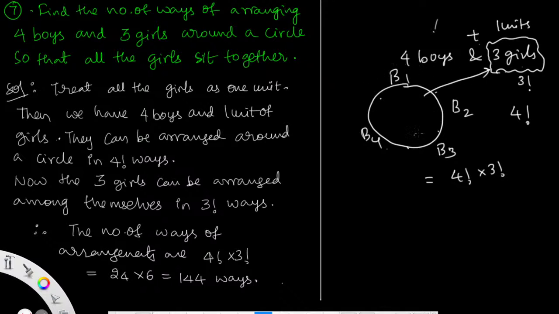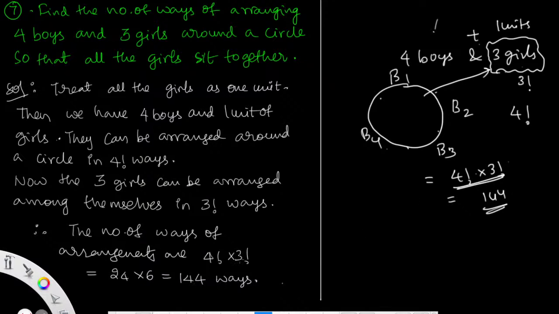5 things can be arranged in a circle in n minus 1 factorial, that is 5 minus 1 factorial, 4 factorial ways. Now the 3 girls can be arranged among themselves in any way; the internal arrangement of 3 girls can be done in 3 factorial ways. Therefore, the total number of arrangements is 4 factorial into 3 factorial. That is 24 into 6, which is 144 ways.